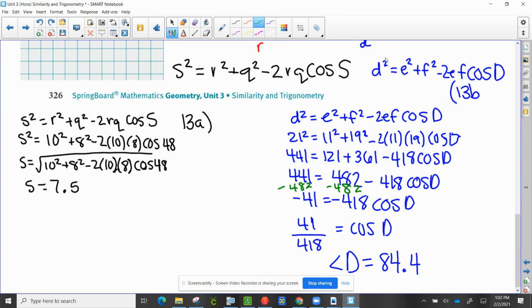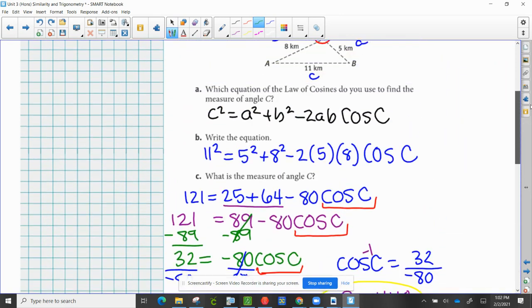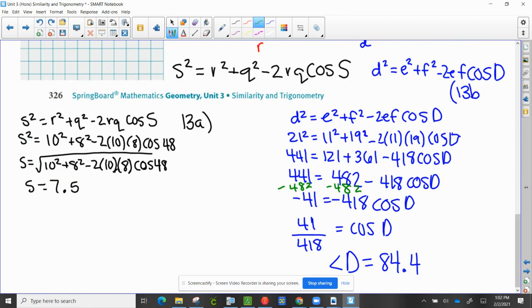So that is the law of cosines. There are two times where we use law of cosines: if we're only given the 3 side lengths, like in this picture, or if we're given 2 side lengths and an included angle. Anytime you can't use law of sines, you can use law of cosines.